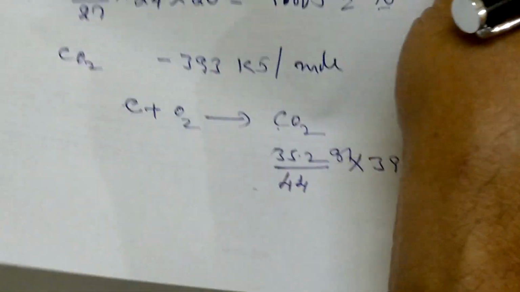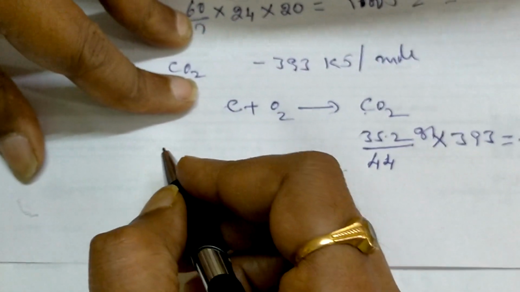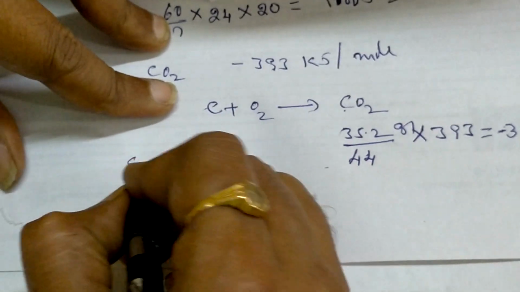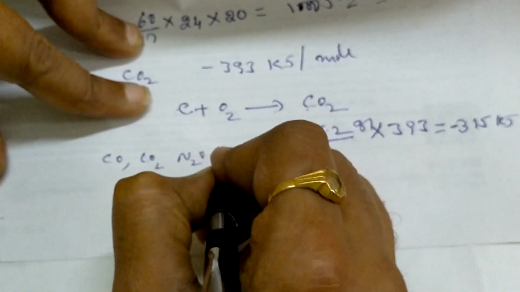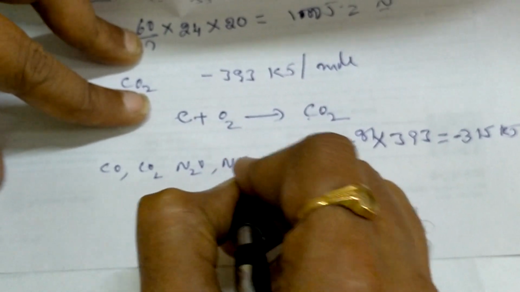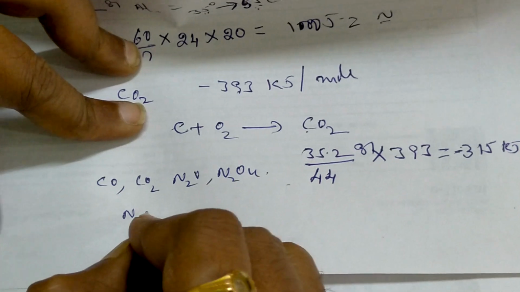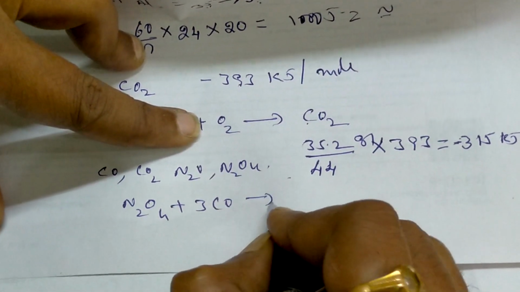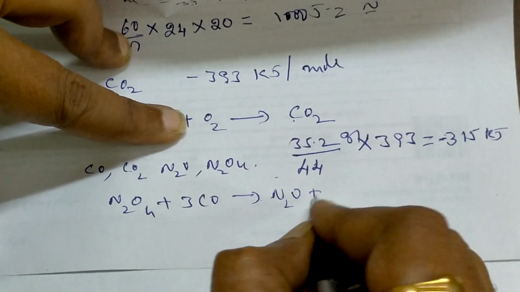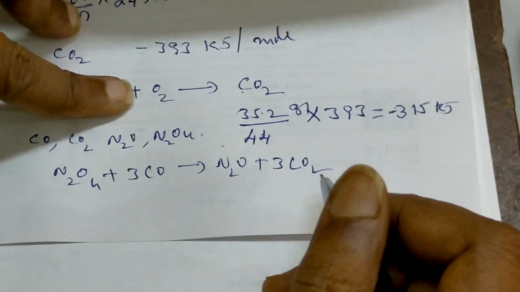So one more small problem we'll see, and then we'll stop. He has given the enthalpies of formation of CO2, N2O and N2O4, and the equation given is N2O4 reacting with 3CO gives N2O plus 3CO2. Then what will be the delta H of the reaction?